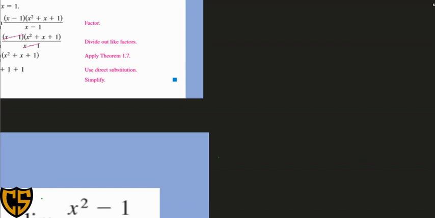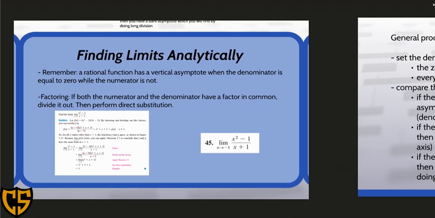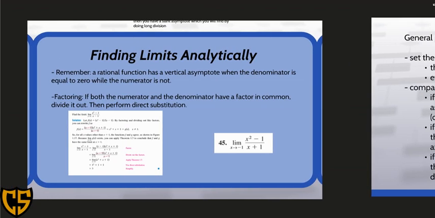Okay, so let us proceed to our next topic, which is another way of solving the problem, or the approach of finding limits analytically. But remember the following rules. A rational function could have a vertical asymptote when the denominator is equal to 0, while the numerator is not. So the best way is to factor both the numerator and the denominator, so that we can cancel the common factor. Then we perform direct substitution.